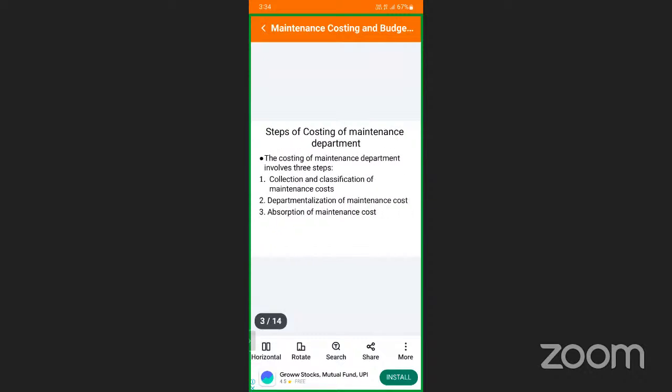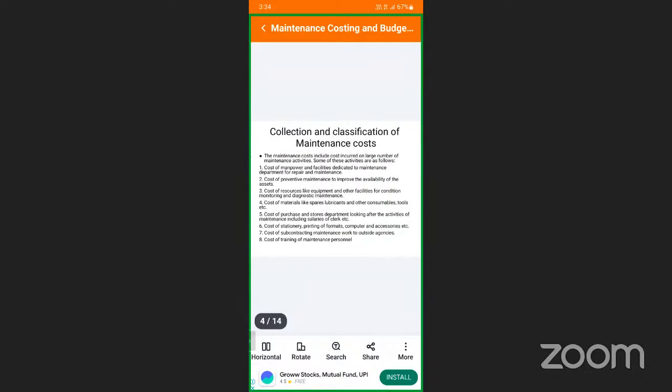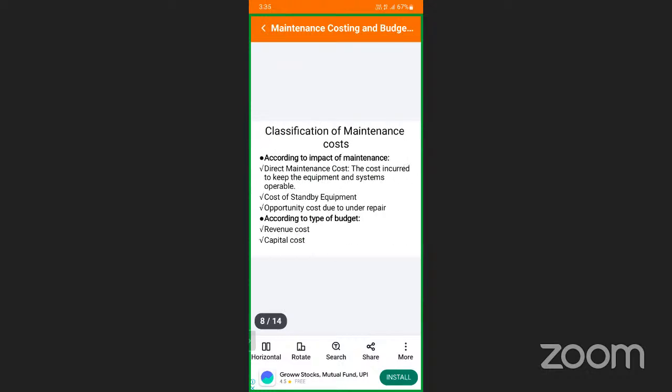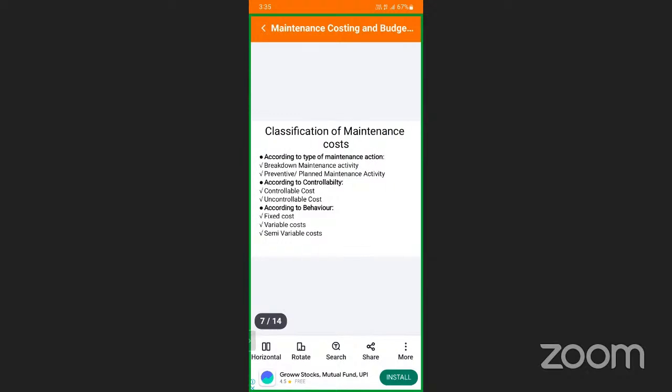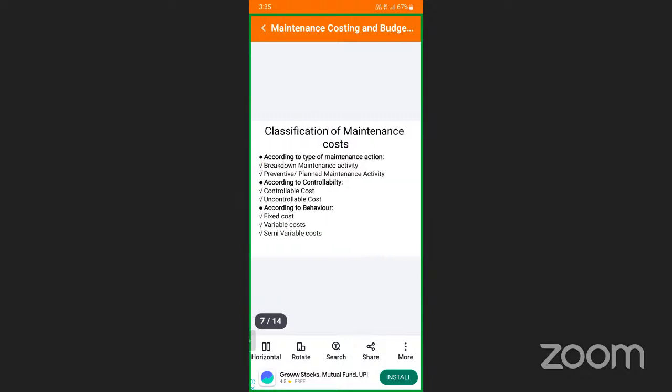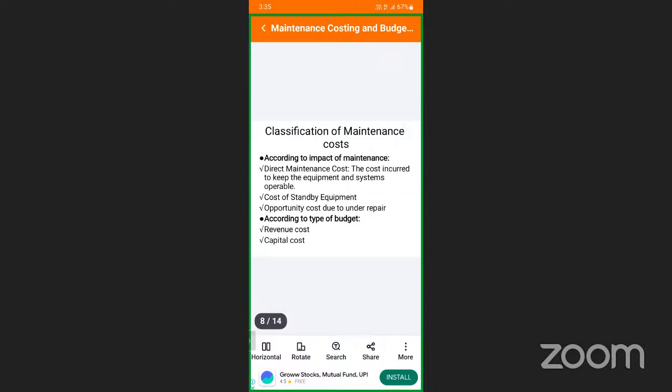Okay. So we have seen all this. What do you mean by maintenance cost? What are the different steps? And then we have seen the different classifications. Different classifications we have seen depending on the nature, depending on the type, normality, depending on the controllability, depending on the type of maintenance action, depending on the behavior. Then some more are there.